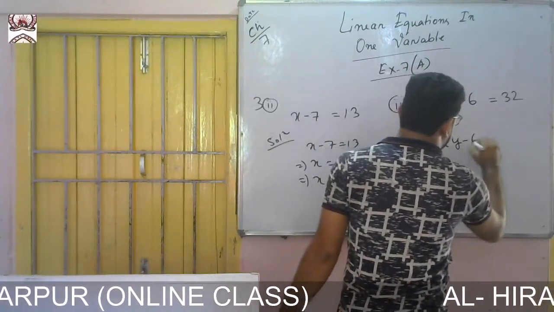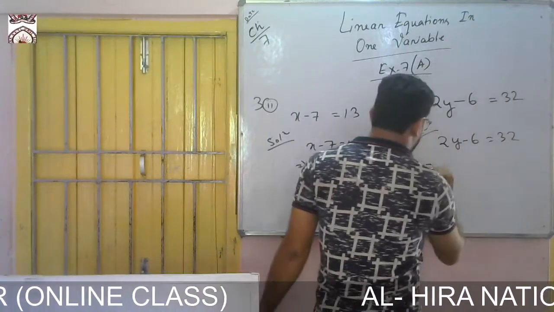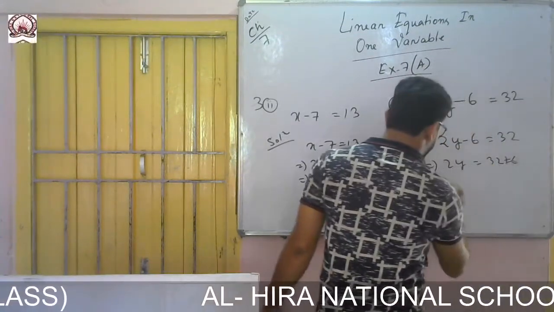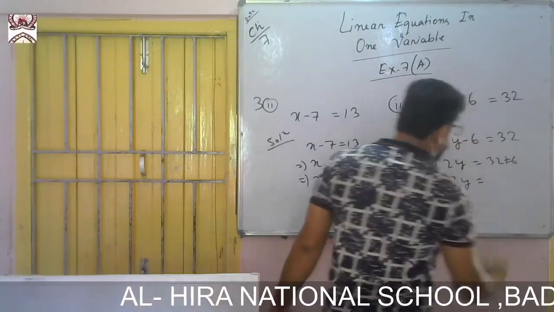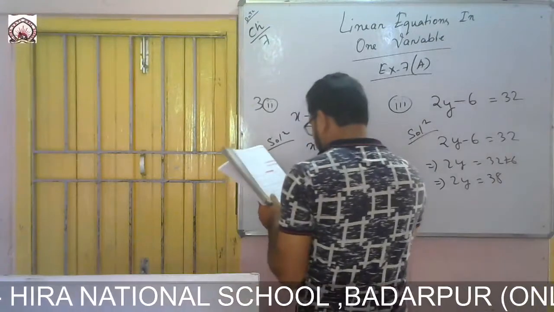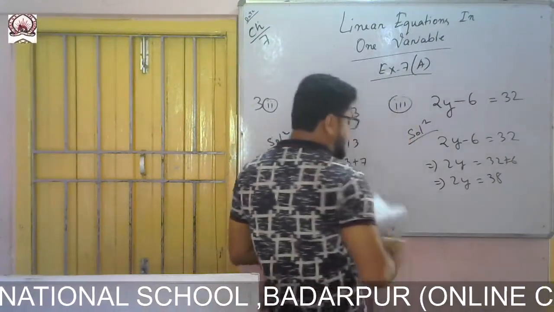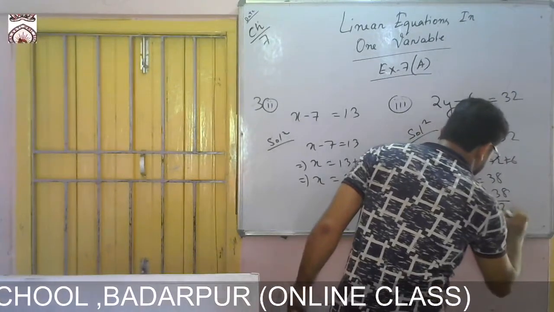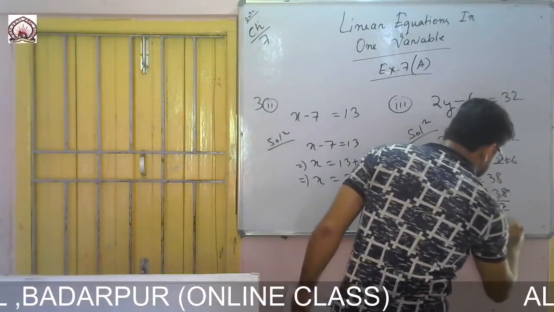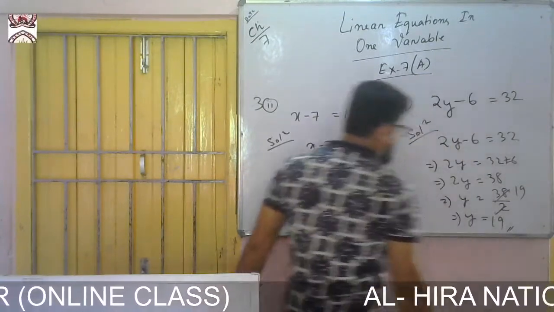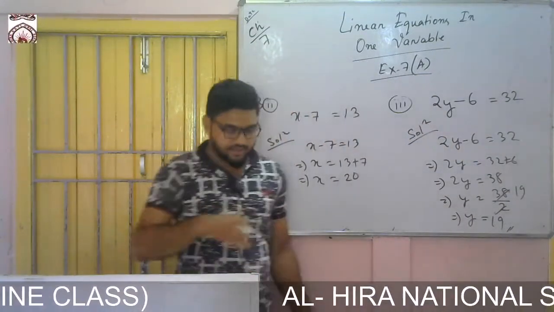Solution: 2y minus 6 equals 32. Then 2y equals 32 plus 6. So 2y equals 38. Then y equals 38 by 2. If we cancel, then we'll get 19. Answer: 19 into 2 is 38. Okay.